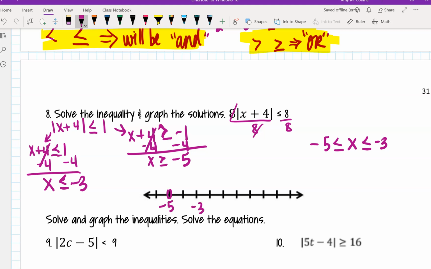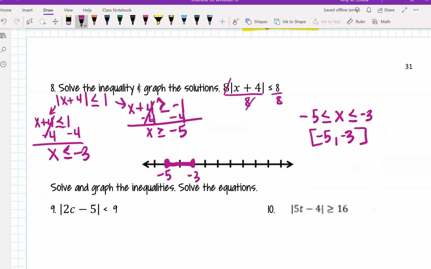So just make sure that you're doing that when you're writing, and then we can create our graph. We have solid dots because they are included, and then we have shaded in between. If we were going to do interval notation, we should have brackets, and then we can put our -5 to -3. Okay, so that's an inequality. Okay, that's what we're looking at here.